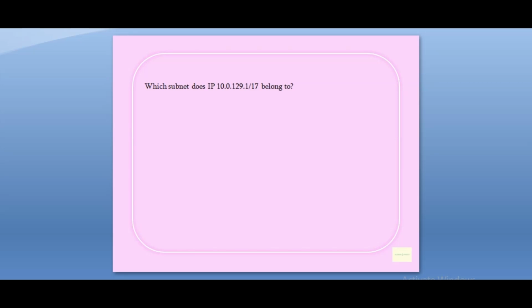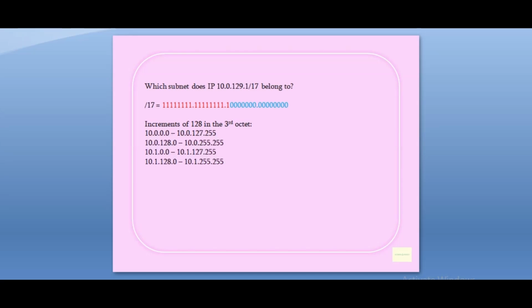Now, we also need to find out which subnet the IP 10.0.129.1/17 belongs to. Since it's /17, we have the last network bit in the third octet, and in the binary place value table it is on the value of 128. That means with increments of 128 we get one subnet. Let's take a look at the first four subnets. Can you guess which of the following subnets includes the IP address? Well, it comes under the second one, that is 10.0.128.0 to 10.0.255.255.